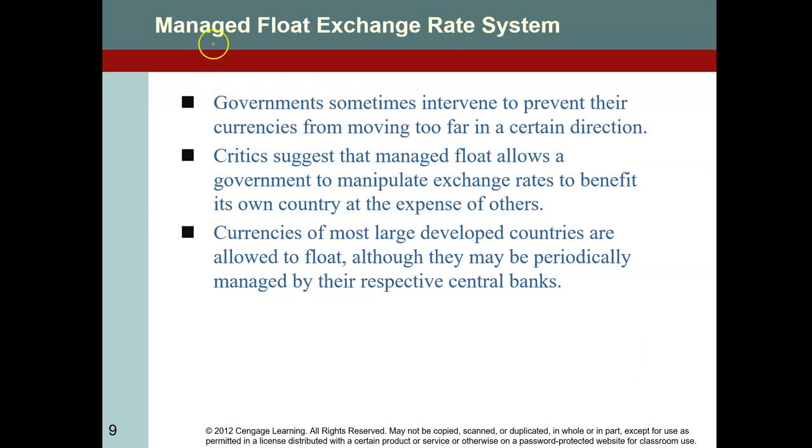The third type is managed float. Okay, something in between. The governments sometimes intervene to prevent their currencies from moving too far in a certain direction. Critics suggest that managed float allows a government to manipulate exchange rates to benefit its own country at the expense of others. Currencies of most large developed countries are allowed to float, although they may be periodically managed by their respective central banks.